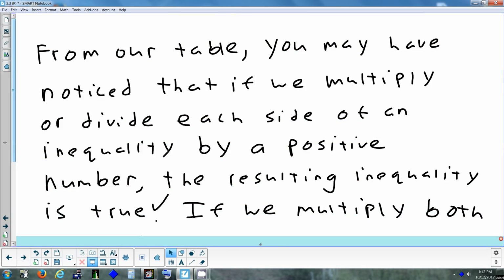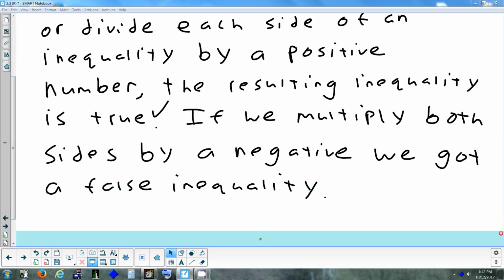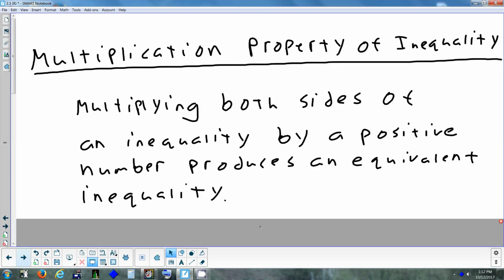But when we multiplied or divided by a negative, what happens then? What happened when we multiplied or divided by a negative? Did it work the way it should have? No. So if we multiply or divide both sides by a negative, we got something that was false, and that's not what we want.